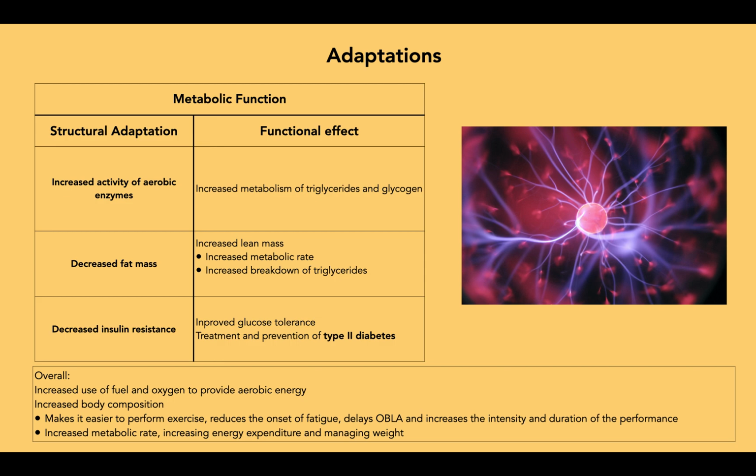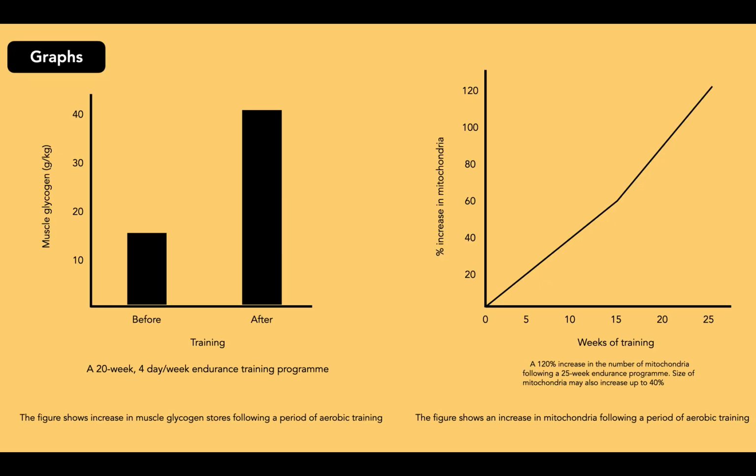I'm just going to show you some graphs. And on the left here, we can see how a 20-week training program increased muscle glycogen storage. So prior to the training, we were storing 15 grams per kilogram there of muscle glycogen, and then after up to 40. So this was training 4 days a week for 20 weeks, and that's how much of an impact it had on muscle glycogen stores.